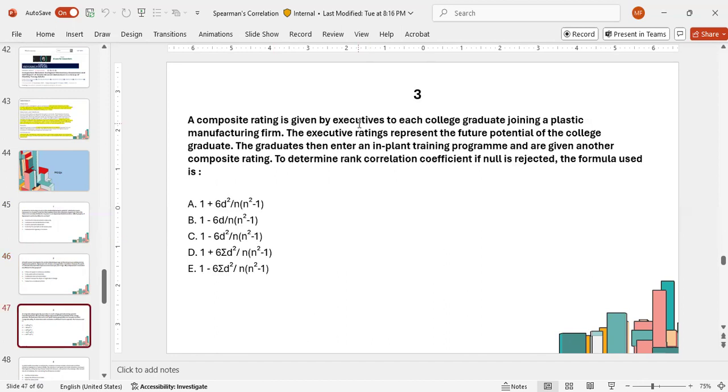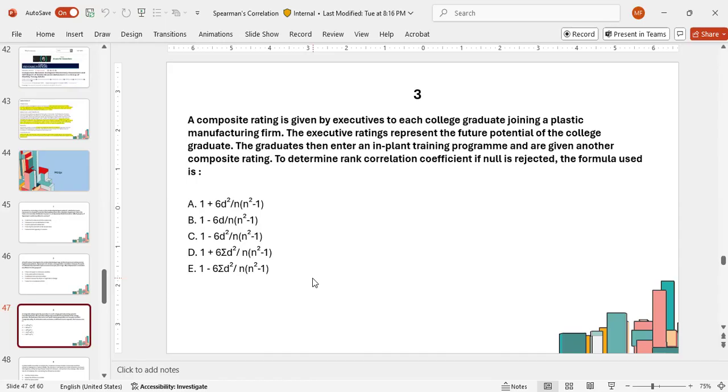The next MCQ: a composite rating is given by executives to each college graduate joining a plastic manufacturing firm. The executive ranking represents the future potential of the college graduates. The graduates then enter an in-plant training program and are given another composite rating. To determine the rank correlation coefficient, if the null is rejected, the formula used is, these are the different option sets. You can tell me which of these formulas is correct to find the Spearman rank correlation coefficient among these 5 options.